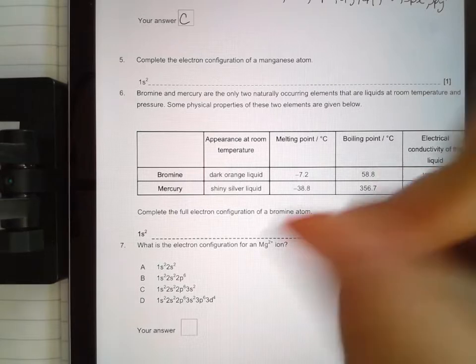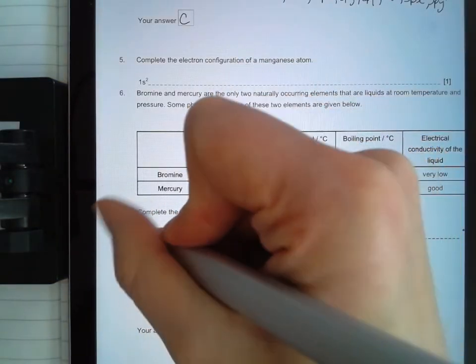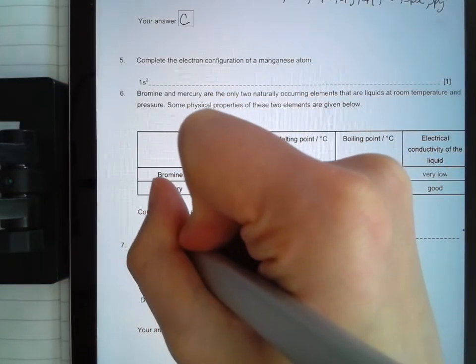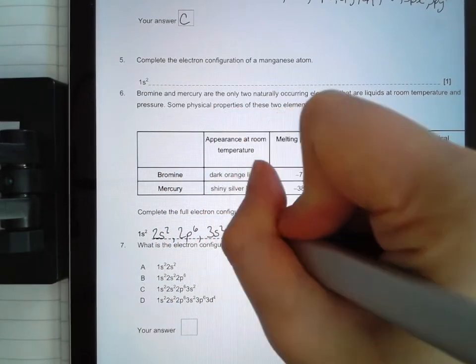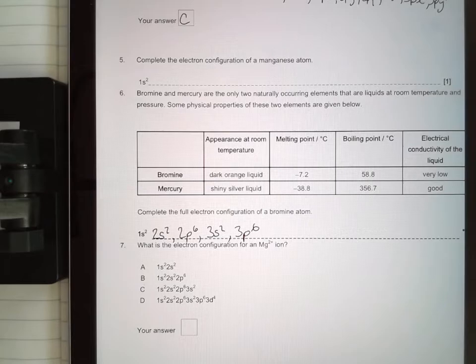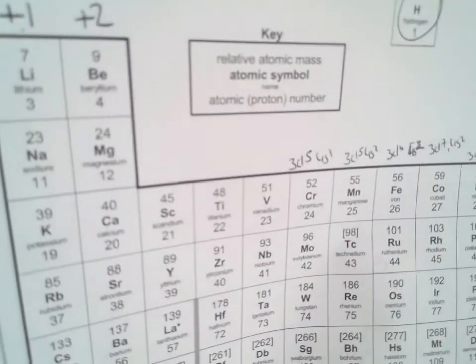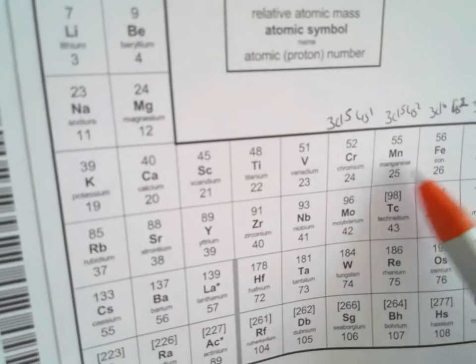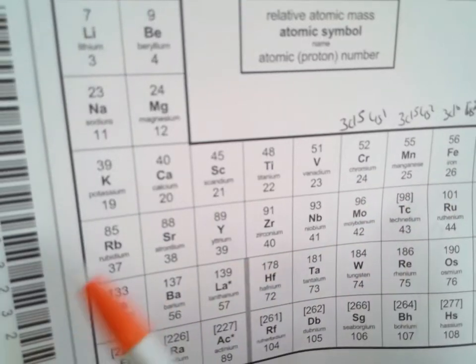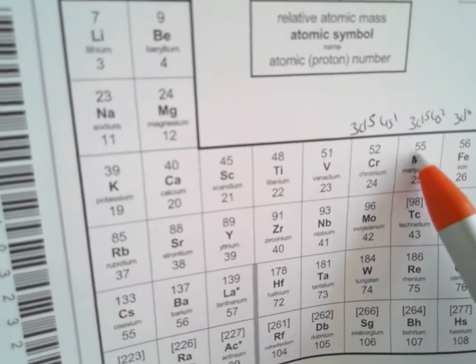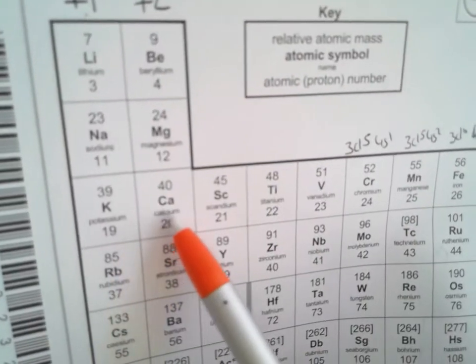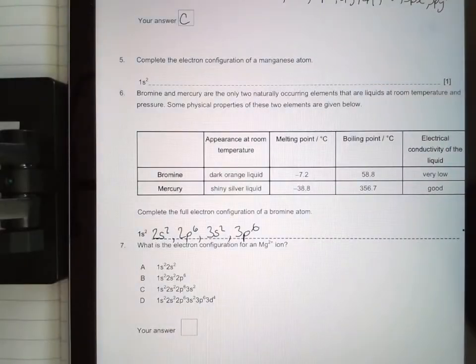So when I'm writing this out, without even thinking, 1s2, I'm going to write 2s2, I'm going to write 2p6, I'm going to write 3s2, I'm going to write 3p6. I'm going to write all that because I know straight away that all of those are going to be full. And then when I come down here, I can see that I've got 1, 2, 3, 4, 5, 6, 7 electrons left to assign. I know that the 4s will take 2 and the 3d will take 5.